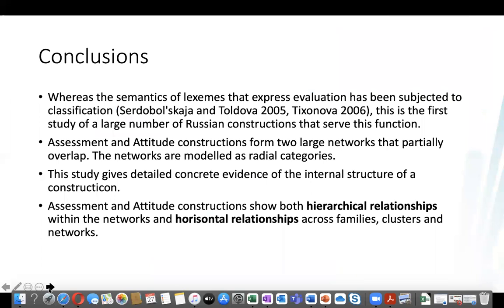Summing up, we have presented the first study of a large number of constructions that serve the function of evaluation. Assessment and attitude constructions form two large networks that partially overlap, and we model these networks as radial categories. This study gives detailed, concrete evidence of the internal structure of a constructicon, as we detail in describing hierarchical and horizontal relationships across families, clusters, and networks.